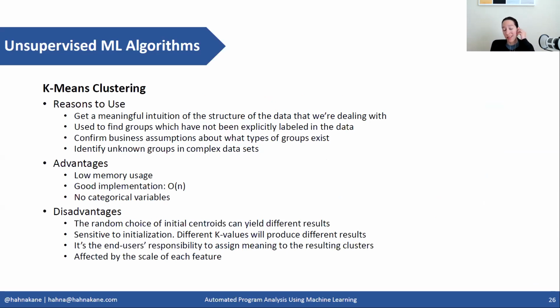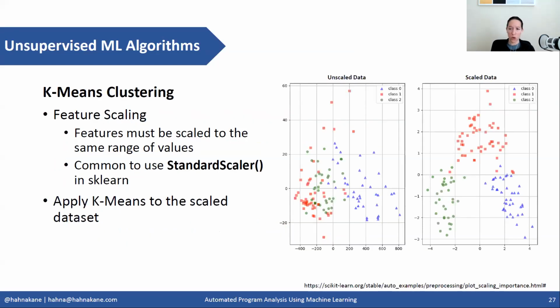And it is affected by the scale of each feature. You want to make sure that before applying k-means, you are using a scaled data set, because unscaled data can skew your results. And we'll actually have an opportunity to observe that in our lab exercise. So here's an example. Feature scaling means that features must be scaled to the same range of values. In sklearn, there's a very useful function you can call, called StandardScaler, to do that for you.